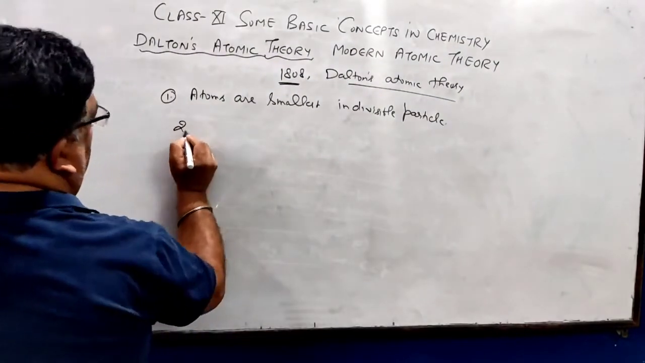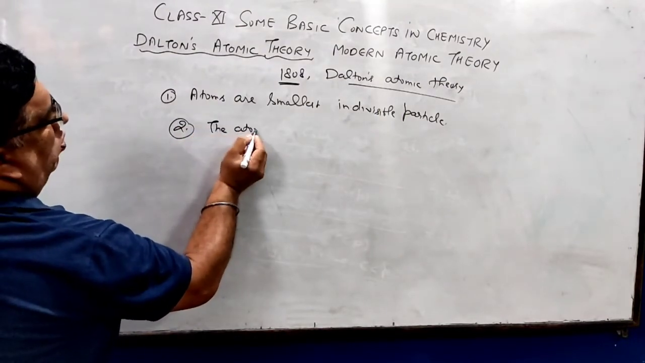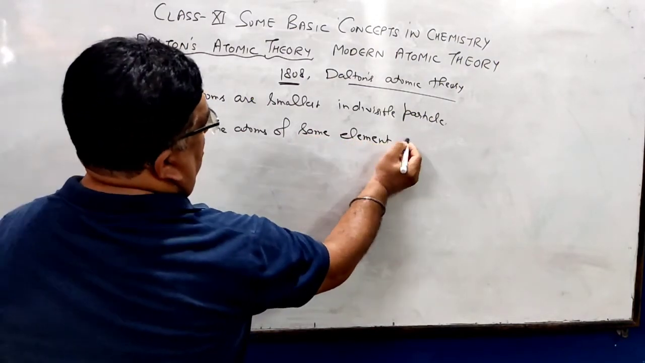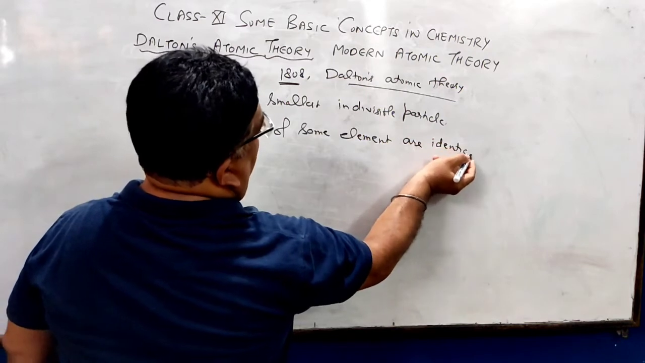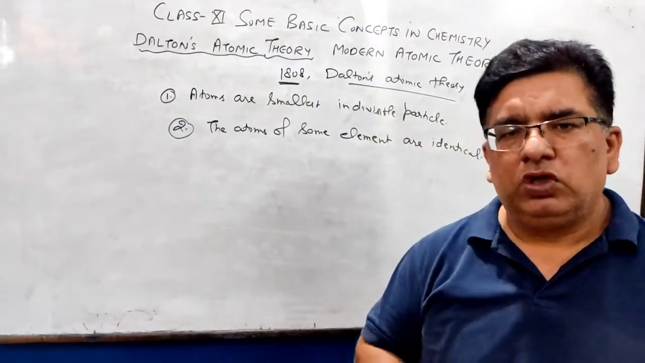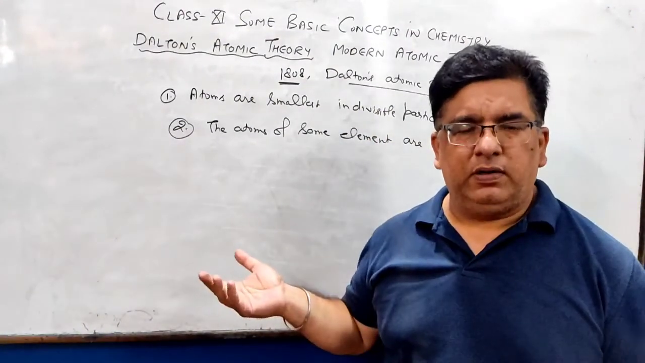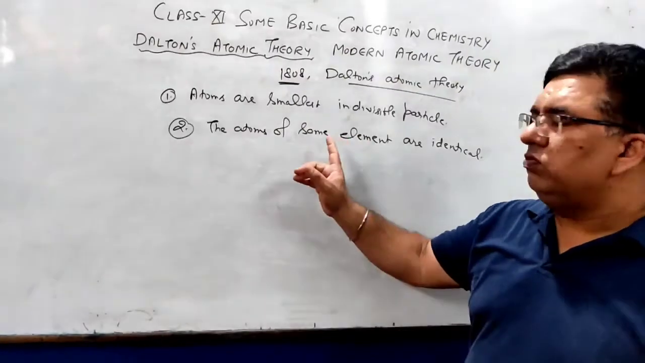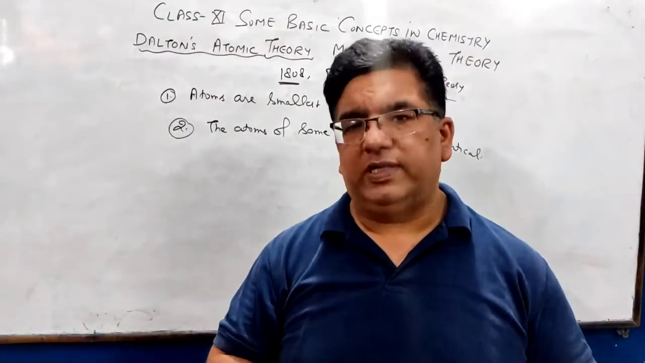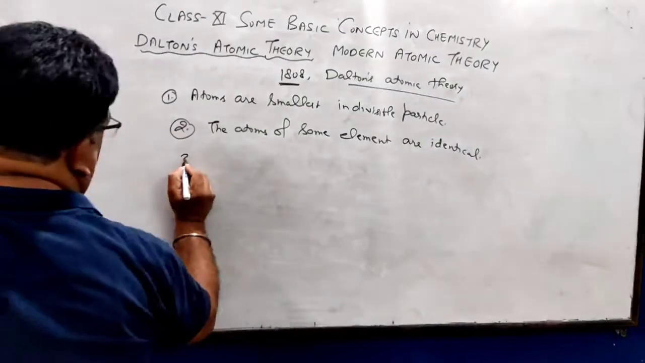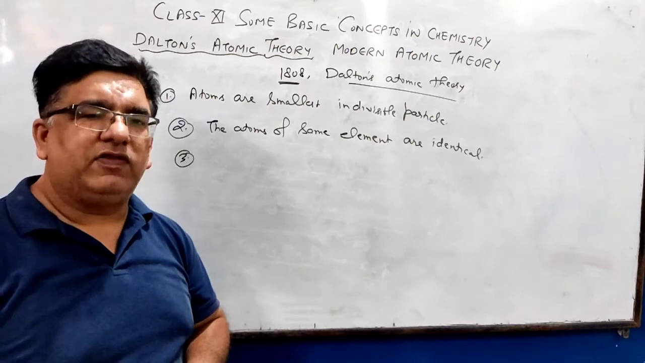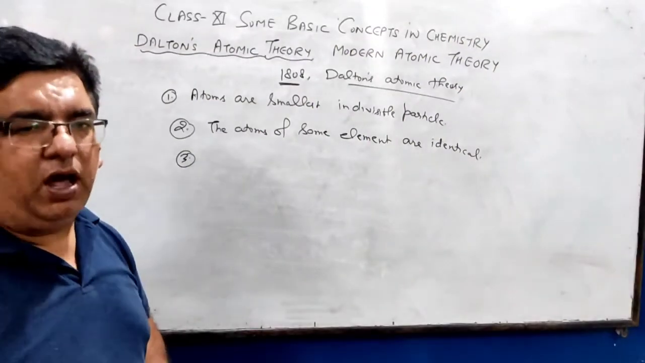The second point is, the atoms of the same element are identical in all respects. It means if we have 100 atoms of one element, then according to Dalton's theory these atoms are identical in all respects. They will have the same shape, same size, same mass, same volume, etc. For example, if we have 100 atoms of hydrogen, then all will have the same properties.